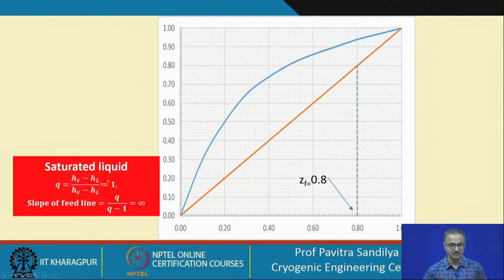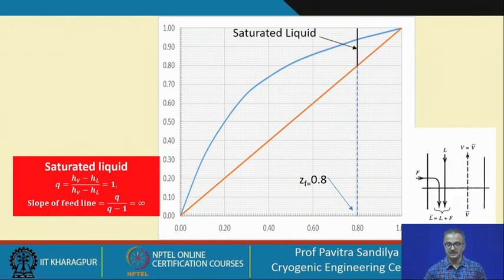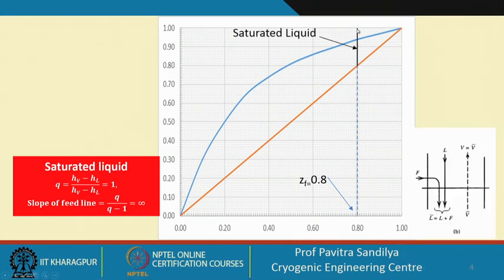And now coming to the saturated liquid, we go by the Q value, and for Q we know that it is HV minus HF over HV minus HL. Now, in this case because the feed is saturated liquid, its enthalpy is same as that of the saturated liquid. So, we have replaced HF with HL. That is how we get that Q is equal to 1, and the slope of the feed line is Q by Q minus 1. We put the value of Q here and we get that it is infinity. What does infinity mean? It means that we have a straight vertical line.